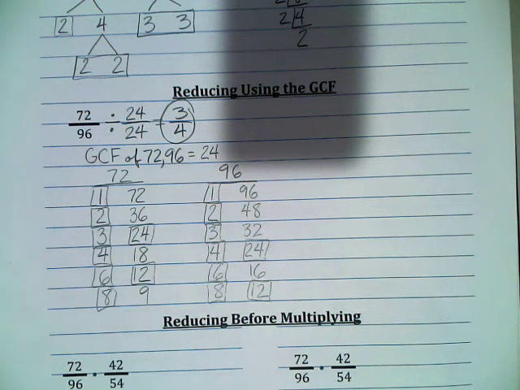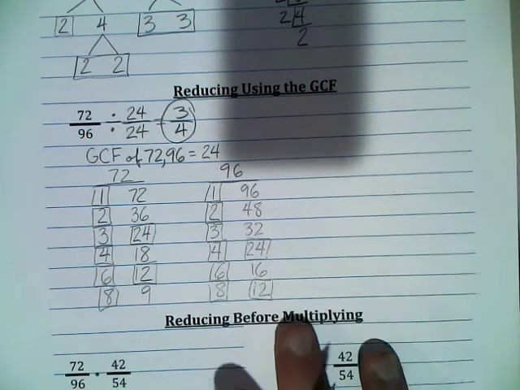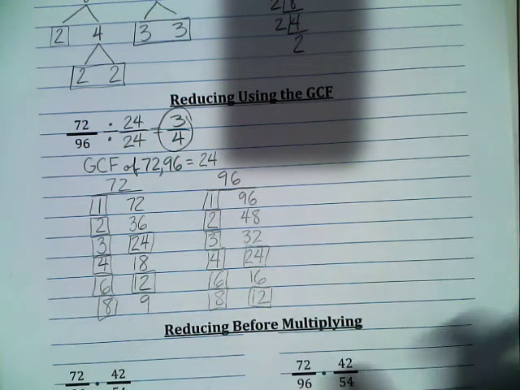So those are both methods of reducing a fraction. These are optional unless directions tell you to do them. So if the directions tell you, you must follow the directions, but otherwise they're optional.